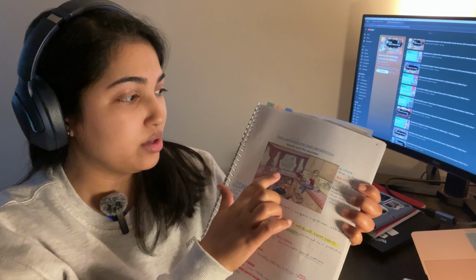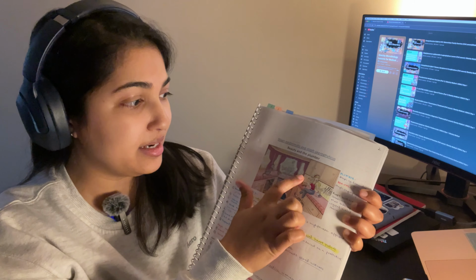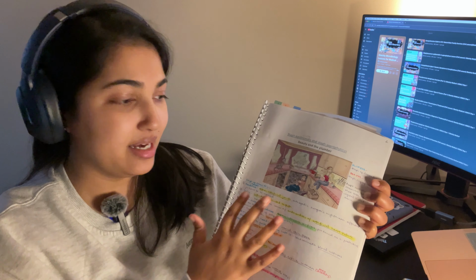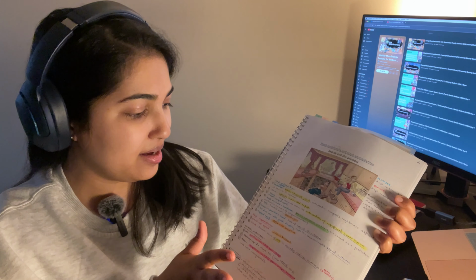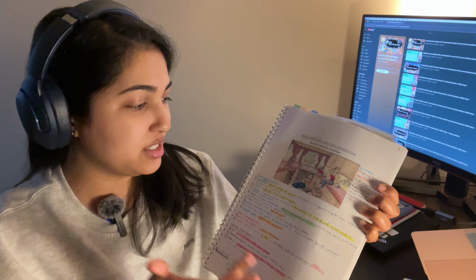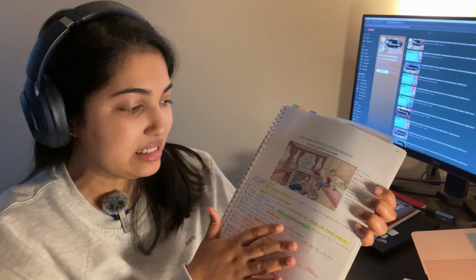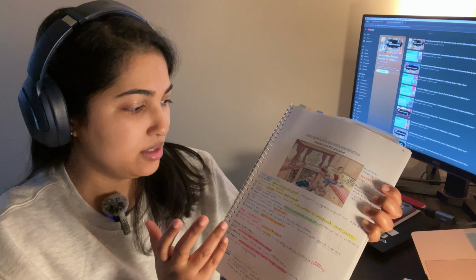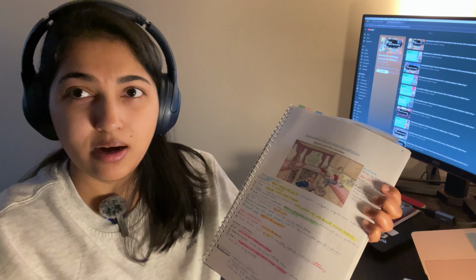So for example, I put numbers to indicate the visual cues within the picture, and then the corresponding visual cue and the explanation of what it is. And then the colors that you see here are essentially the color coding system that I have. So for example, I use yellow for the diseases caused by the organism. I use orange for the drugs that are used to treat these diseases.